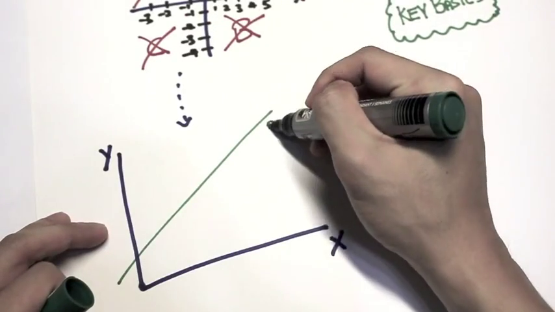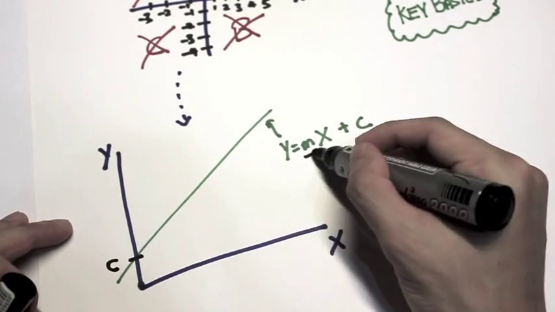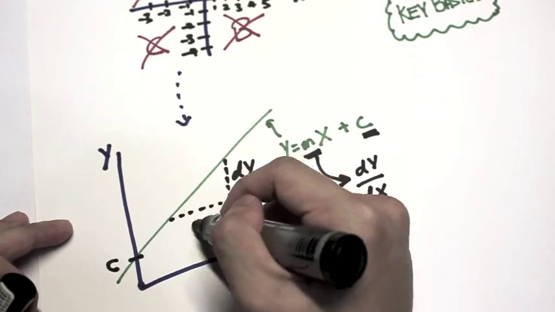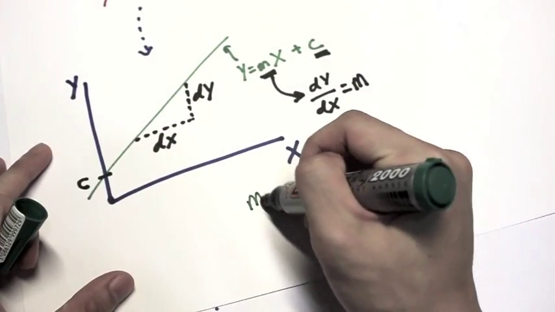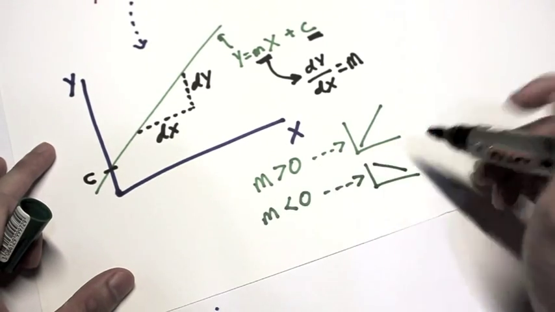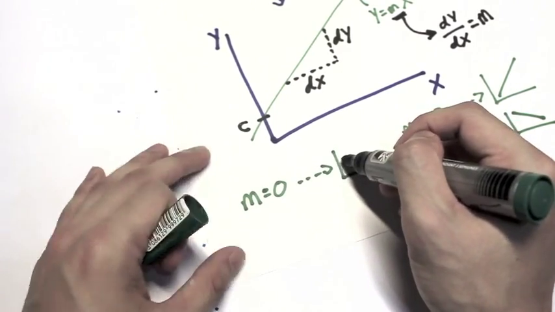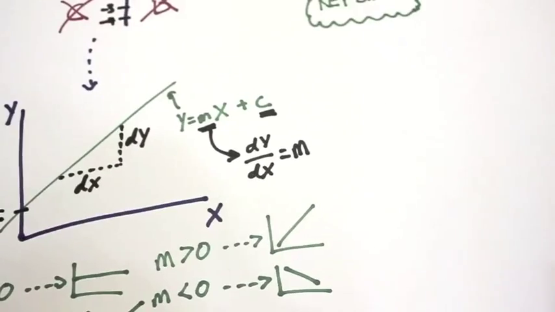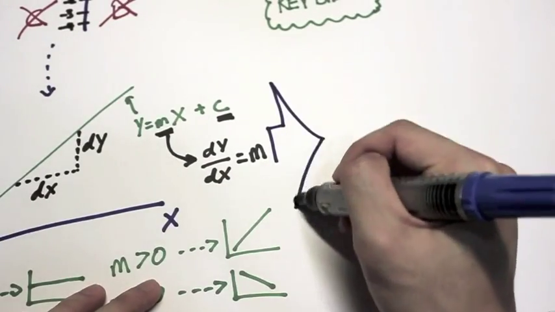So I'm going to draw a line and name it y equals to mx plus c. C is basically the vertical intercept that you see there, and m is the gradient of the line. So it's the change in y over the change in x. So we call this m. So m is the gradient of the line, and if m is more than 0, you have an upward sloping curve. If it's negative, you have a downward sloping curve. If it's equal to 0, you have a horizontal line, and if c equals to 0 with m is positive, you have an upward sloping line. So that's how the gradient works.